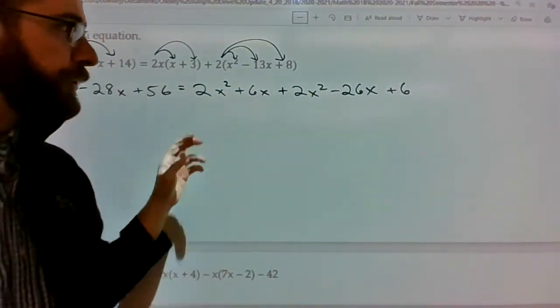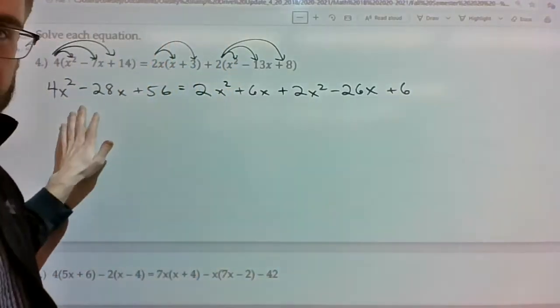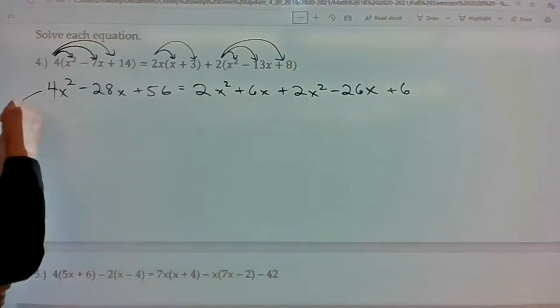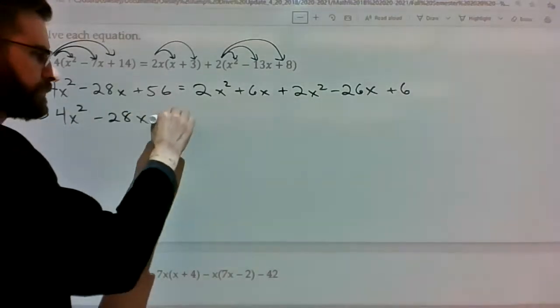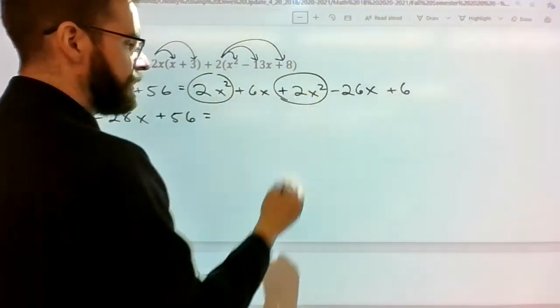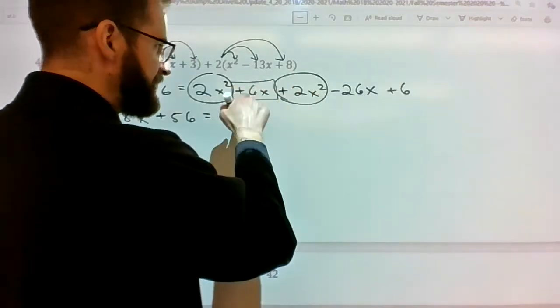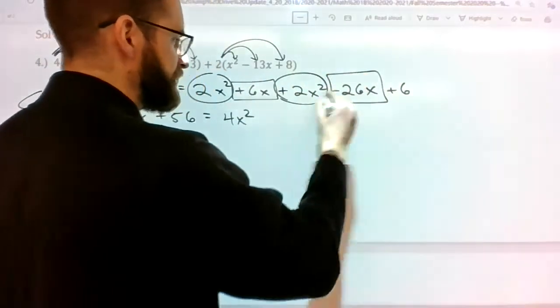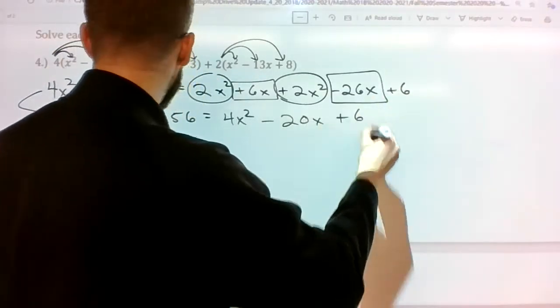Okay, so now what I'm going to do is I'm going to simplify the right-hand side as best I can. The left-hand side seems like it's pretty simple. Nothing much to be done there. So I got these two. That's 4x squared. These two, 6 minus 26 is minus 20. And then 6 is just kind of a tag along at the end.